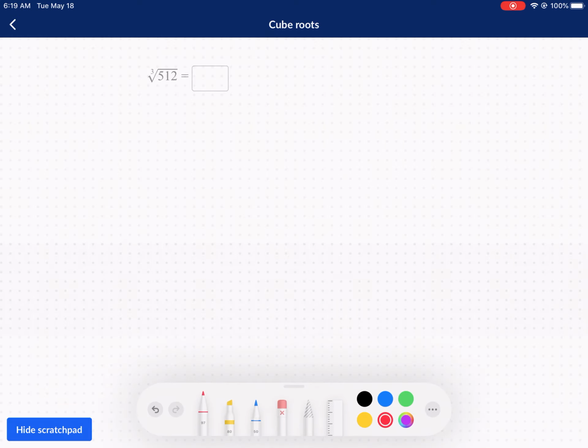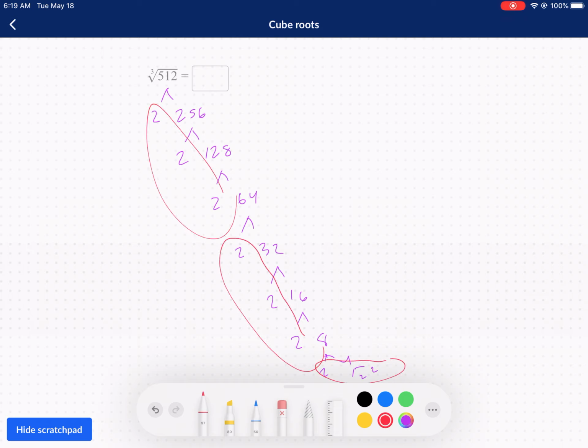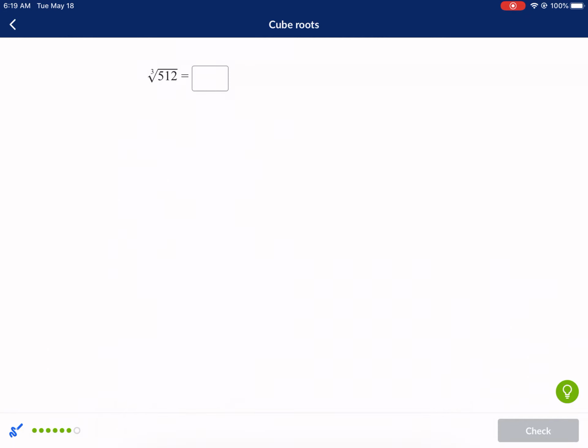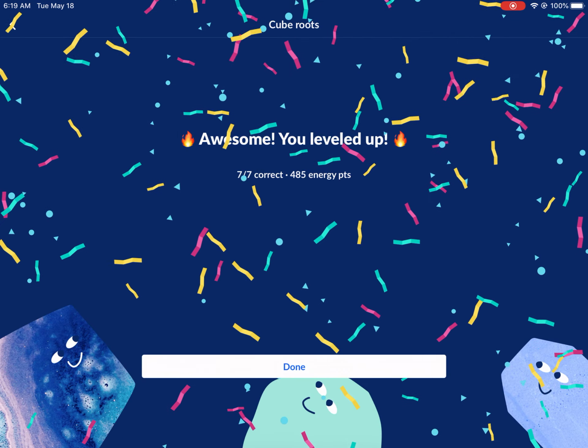Okay, even number. Perfect. These ones we can do without a calculator always. 2, and that's 256. Then we have 2, 128. And I have 2, and I have 64, and 2, 32, 2, 16, 2, 8, 2, 4, 2, 2. Okay, we're going to circle triples here. 1, 2, 3. So we have 2 times 2 times 2. That is equal to 8. So 8 times 8 times 8 equals 512. And we're done.